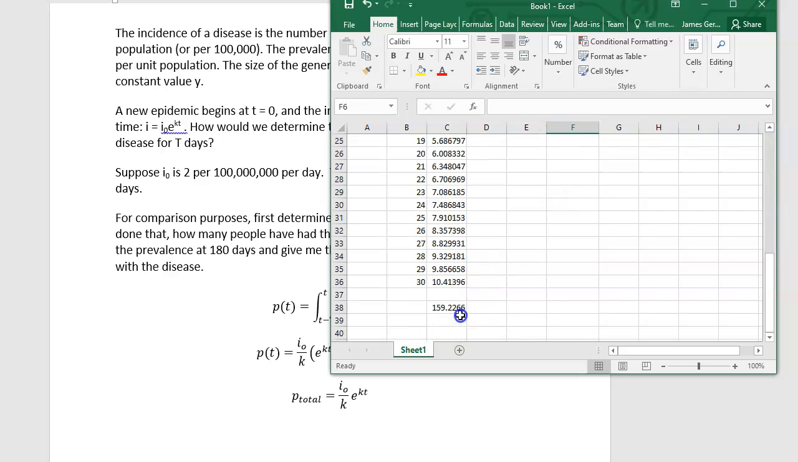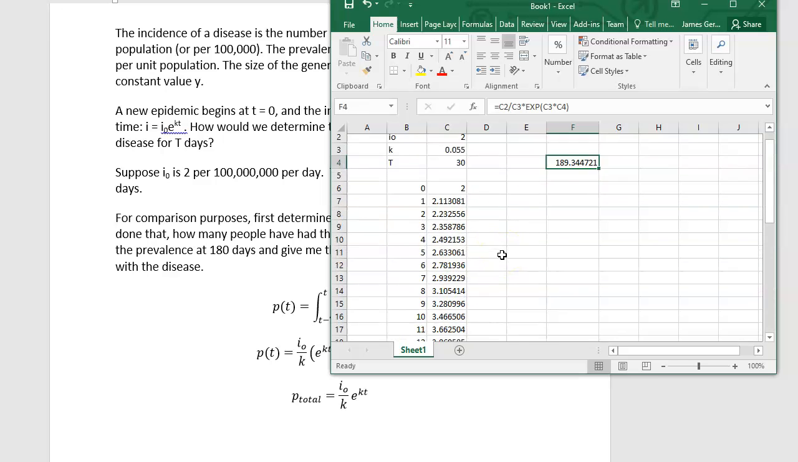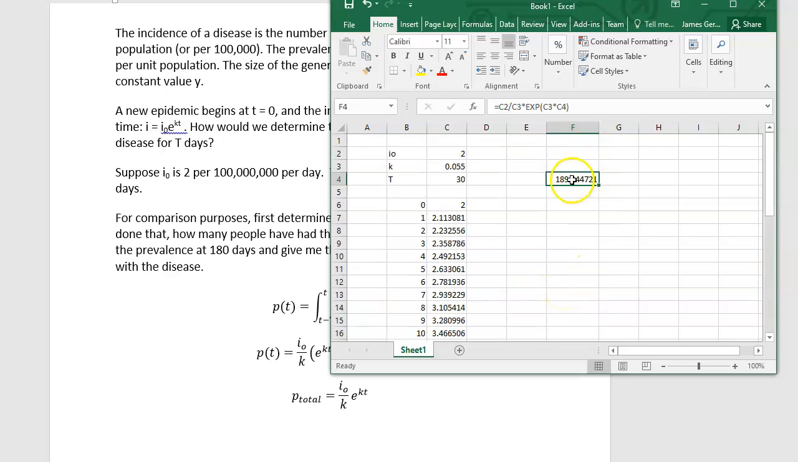So what's the difference between these two? This is an approximation over here. Why is it an approximation? This is if the two people that have it here can only expose other people one time at 1 minute in the day. And this is the result of, oh no, these exposures are going on all the time. So you can see there's a difference between adding it up and pretending it happens only once a day, versus the continuous function in Excel. So this is the total number of people that have had it at this time.